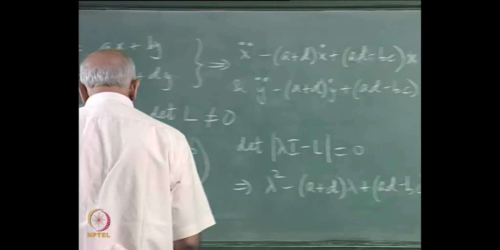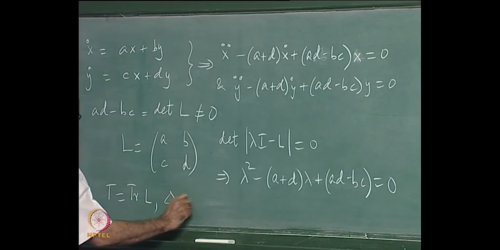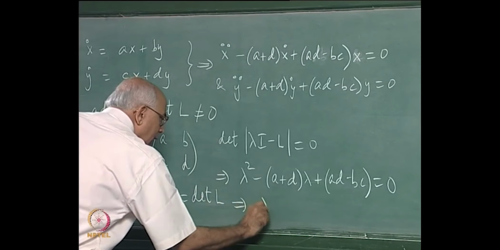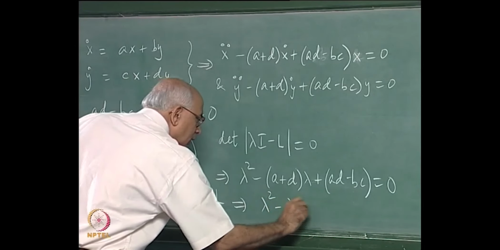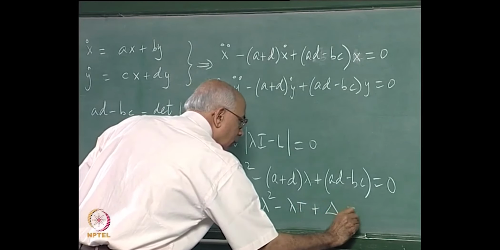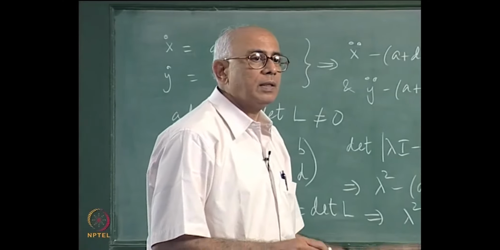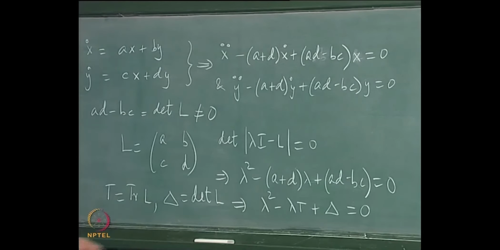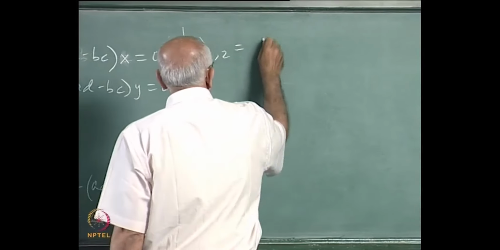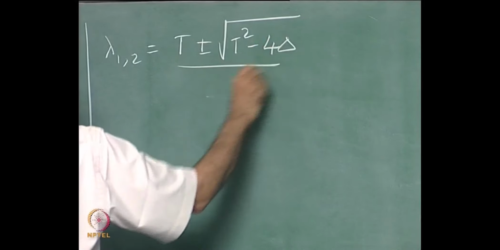So this immediately tells you that if I set T equal to the trace of L and delta equal to the determinant of L, then the eigenvalues are given by lambda squared minus T lambda plus delta equal to 0. So the eigenvalues are functions of the trace and the determinant of the matrix. What does that imply? So lambda 1, 2 equals T plus or minus the square root of T squared minus 4 delta, divided by 2.